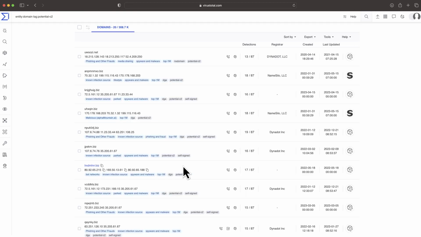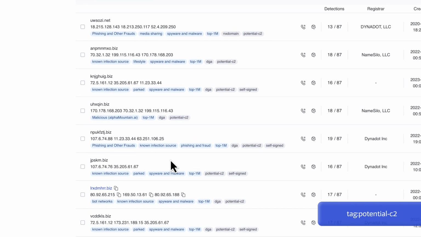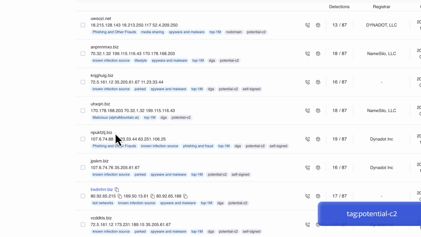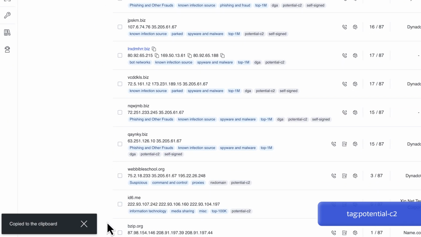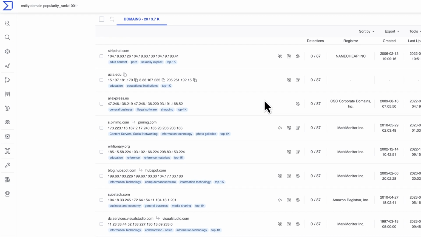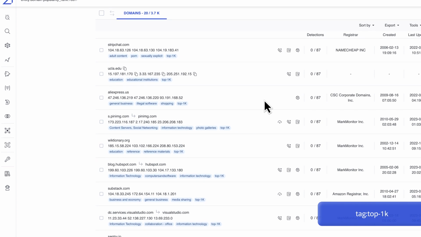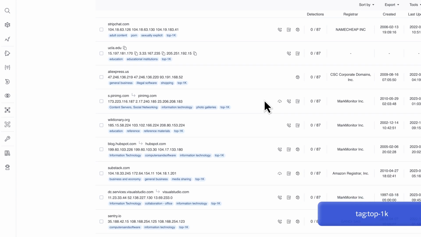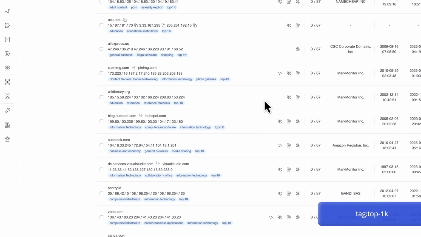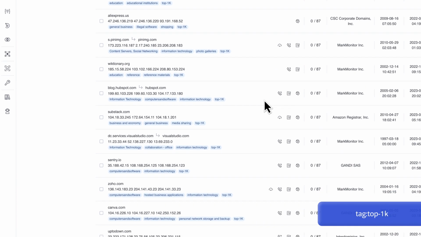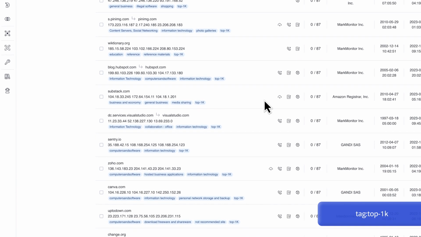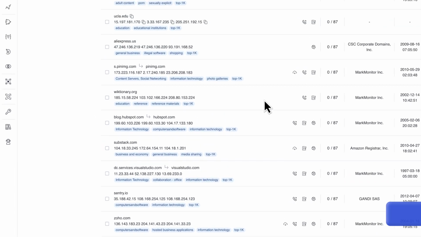In some cases, VT will help us identify network elements such as domains using different tags. For instance, the tag potential C2 tags suspicious command and control domains. Top 1K details the popularity of the domain. It is unlikely for very popular domains to host a command and control unless hacked. However, as we already saw, they can be used as malware distribution to avoid filtering and detection.